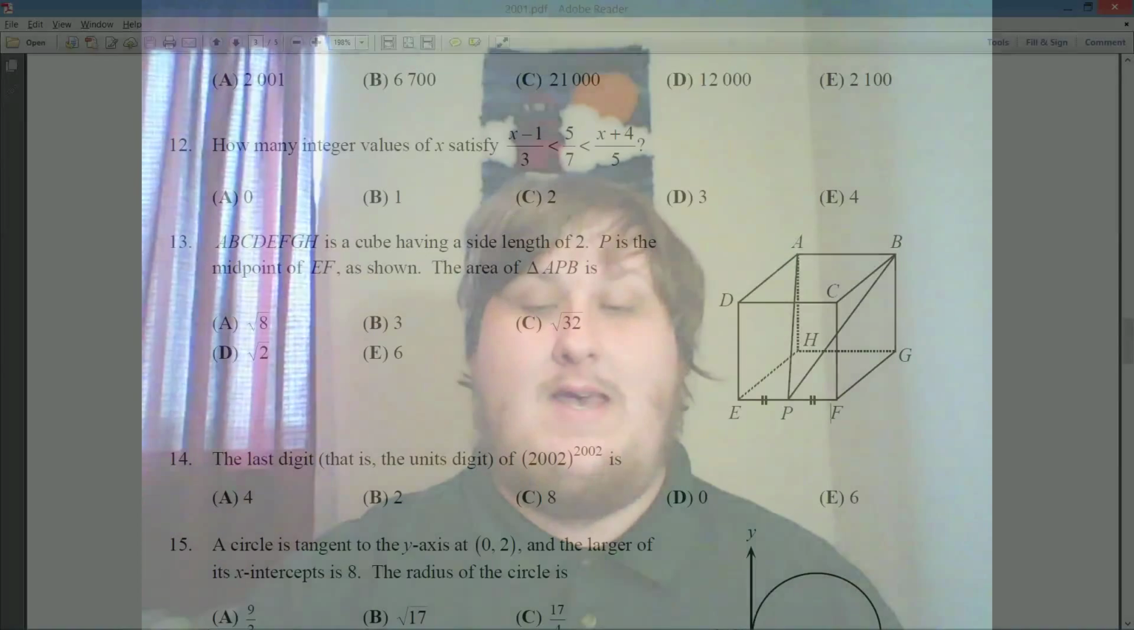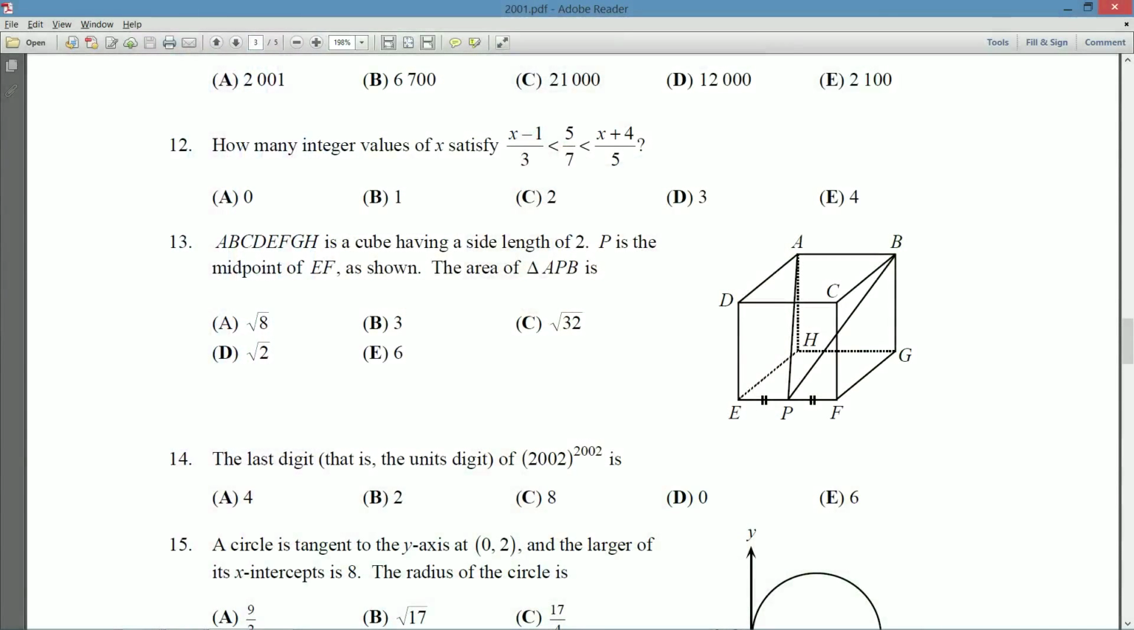We just did question 12 in the last video, so now we're up to question number 13, and let's take a look at that. So question 13 involves this nice cube, A, B, C, D, E, F, G, H, and we've got this extra point P here.